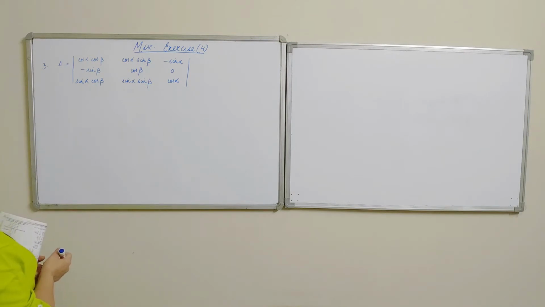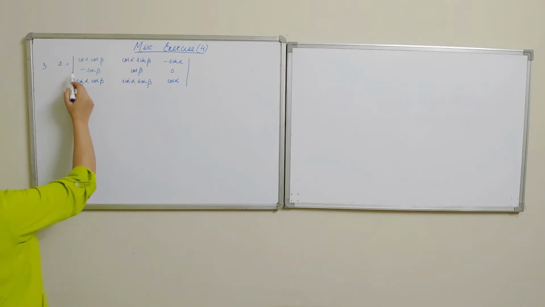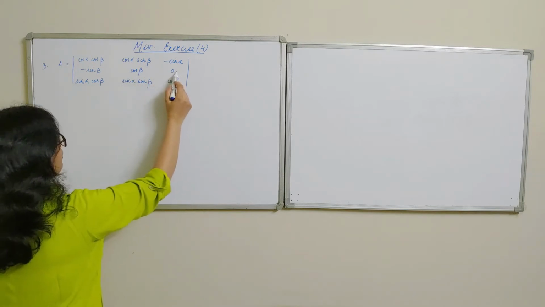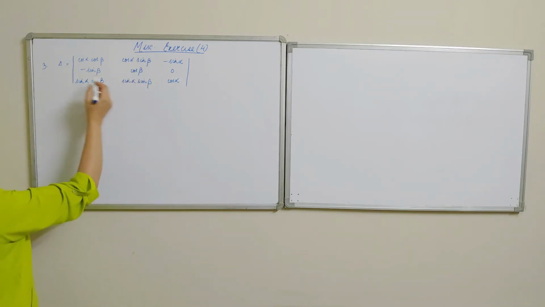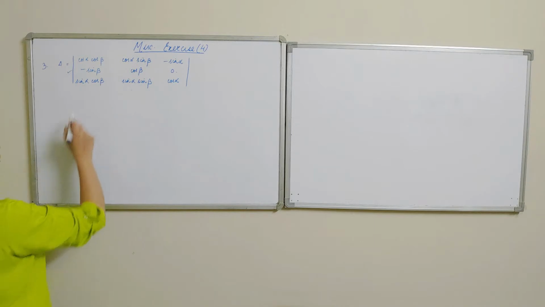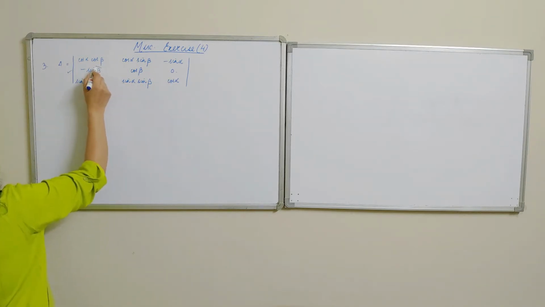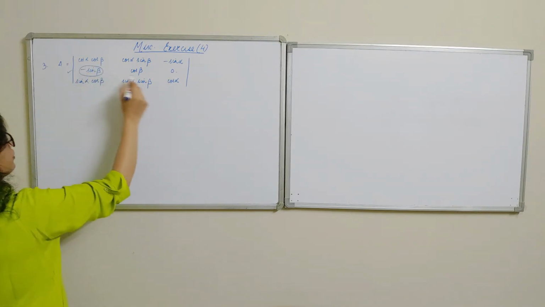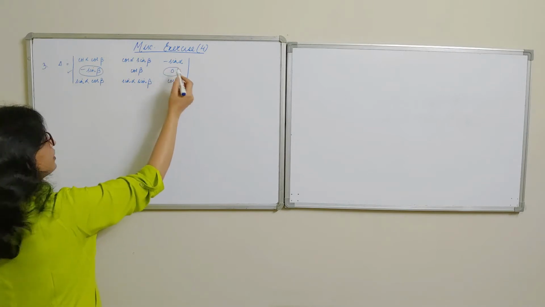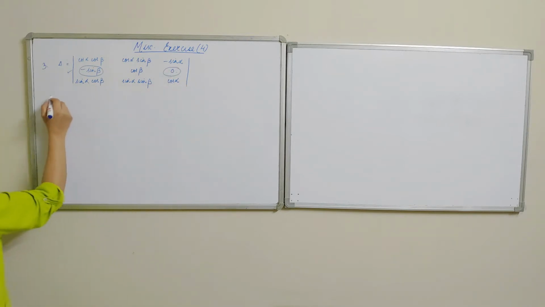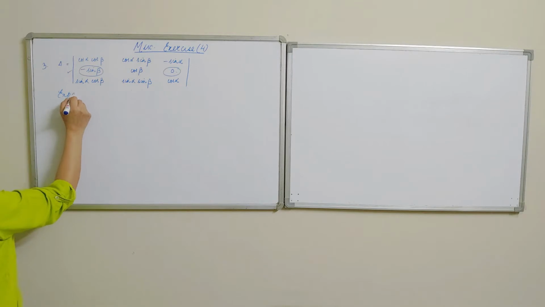So here for the evaluation, since the second row has got 1 and 0, I will prefer to expand along the second row. Now when you expand along the second row, this element will change its sign and this will change its sign. It is 0 because it makes no difference. So expanding along second row.